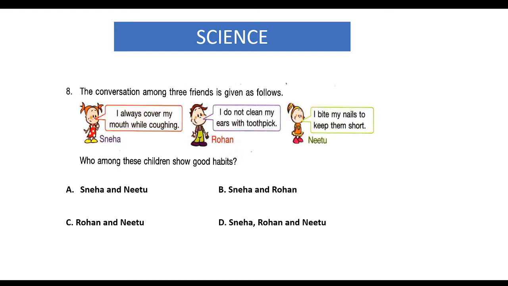You should always use a nail cutter. So Sneha and Rohan seem to be following good habits. So let's see what the answer is. So it's answer B, Sneha and Rohan.